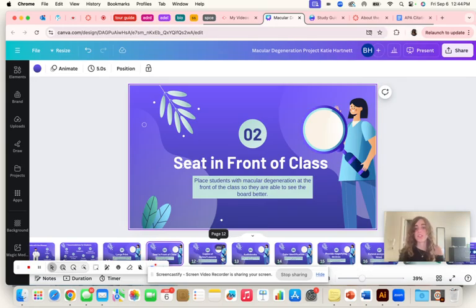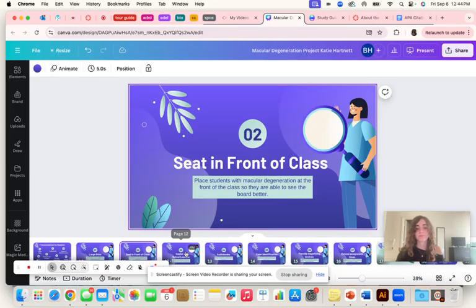Another accommodation is seating students in front of the class. Obviously, if they're having to strain their eyes to look at things, you're going to want to put them as close to the action as possible to minimize this discomfort.